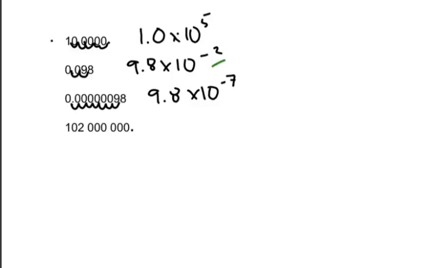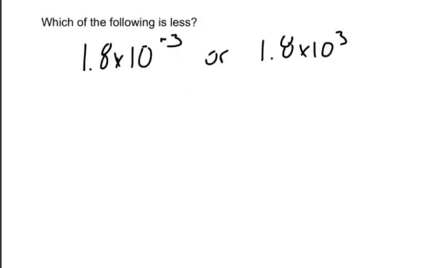This one here, we're going to take our imaginary decimal and we're going to move it 1, 2, 3, 4, 5, 6, 7, 8 positions to the left, 1.02 times 10 to the 8th. So big numbers will have positive exponents, small numbers will have negative exponents.